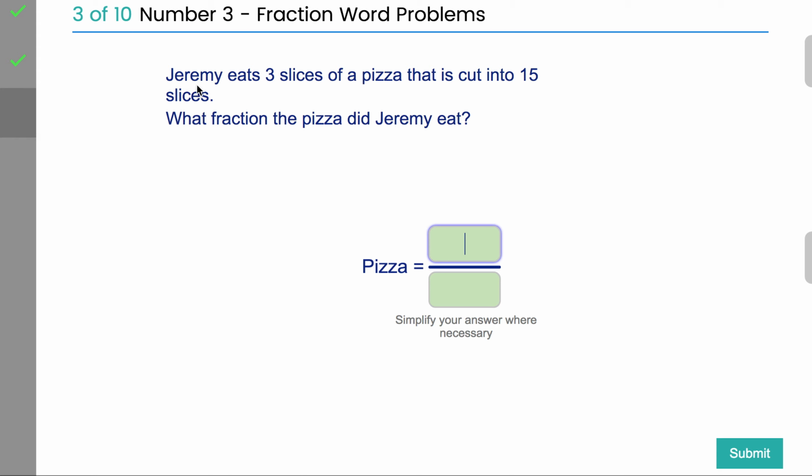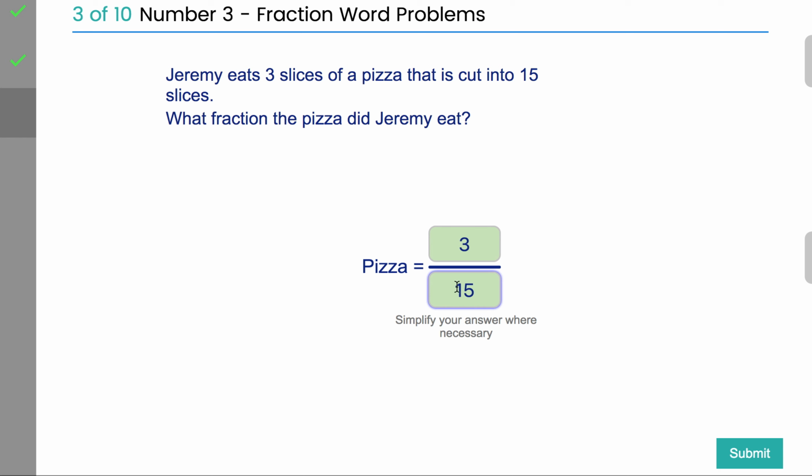One more. Jeremy eats 3 slices of a pizza that is cut into 15 slices. What fraction did he eat? Well, he ate 3 pieces of a pizza and it was cut into 15. Remember, a fraction is how many you have, or in this case how many you eat, out of how many there were. And we need to simplify.